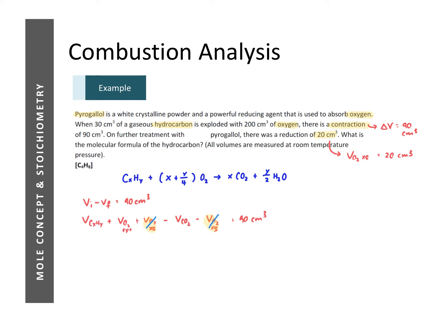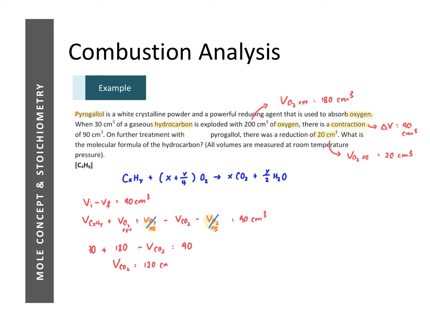So now let's put in the volumes that we already know. We know that there's 30 centimeter cube of your hydrocarbon. VO2 reacted, we can find out as well, because the total volume of oxygen is 200, and the volume of oxygen in excess is 20. So the volume of O2 reacted is actually 180 centimeter cube. We don't know the volume of CO2, so we leave it there, and the expression equals 90. With that, we'll be able to find that the volume of CO2 is actually 120 centimeter cube.